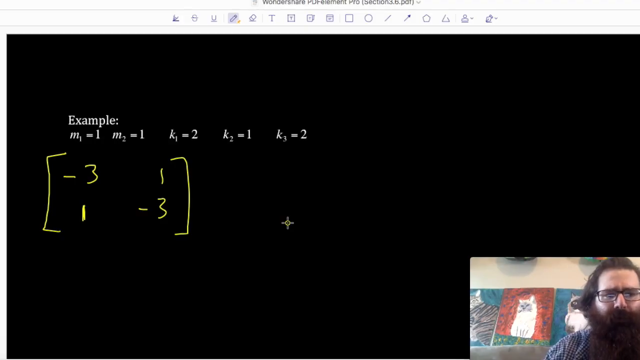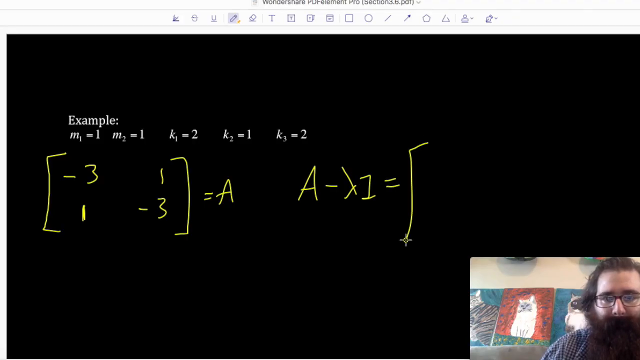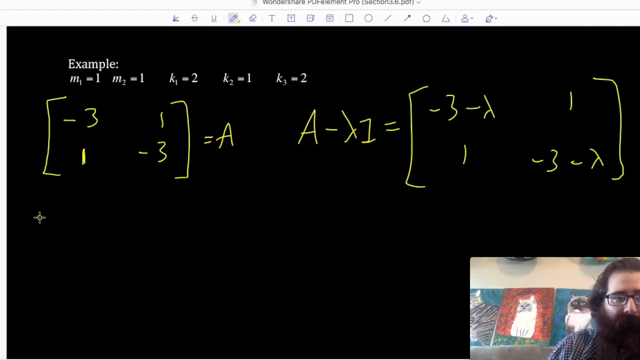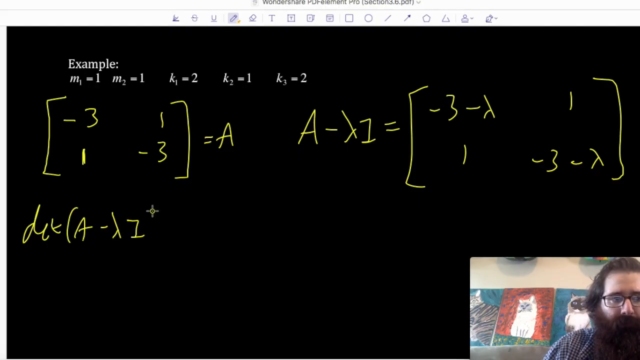So this one's pretty quick to get the stiffness matrix, and then I want to look at A minus lambda I. So on the main diagonal, I get negative 3 minus lambda and negative 3 minus lambda. And the entries on the off diagonal stay preserved. And I want the determinant of A minus lambda I. Of course I do. I always want the determinant.